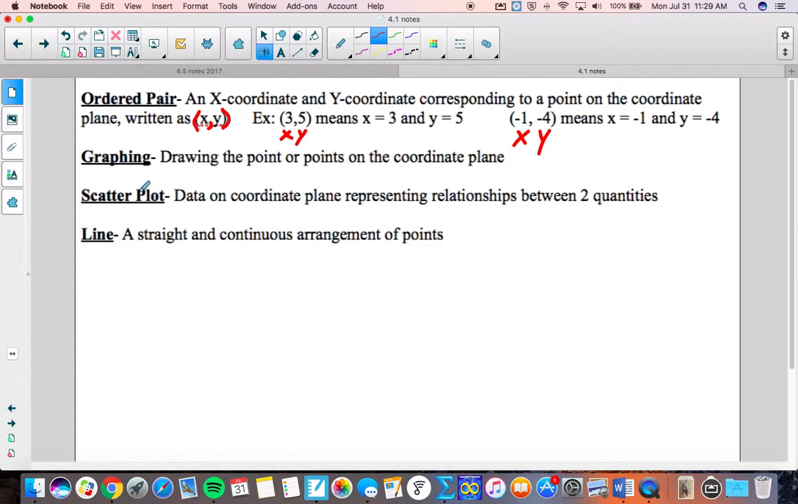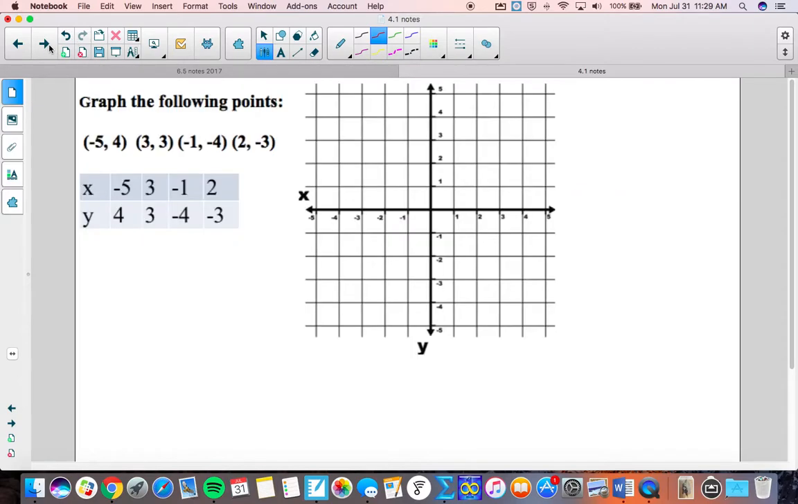If we have a graph that has a bunch of random points or data, those are called scatter plots. In a little bit, we'll be graphing lines, which are a straight and continuous arrangement of points. If I were to graph the following points, here they're listed as coordinate pairs. These pairs actually come off of this table right here. I took this table and relisted them as coordinate pairs. Here's an x and y coordinate pair, here's another, another, and lastly, (2, -3).